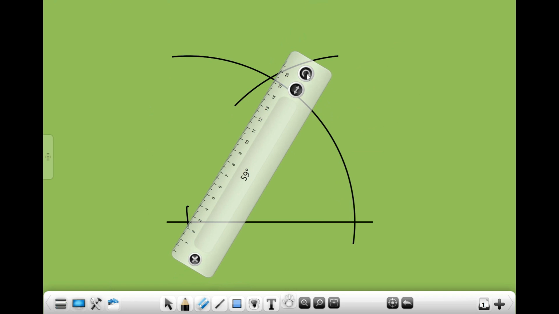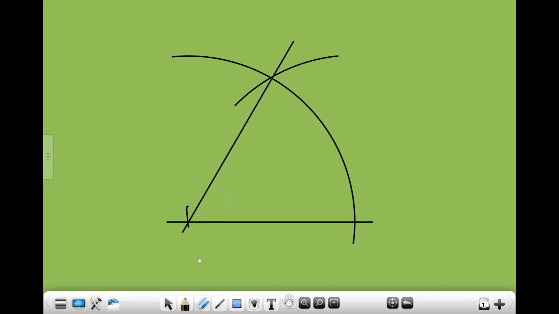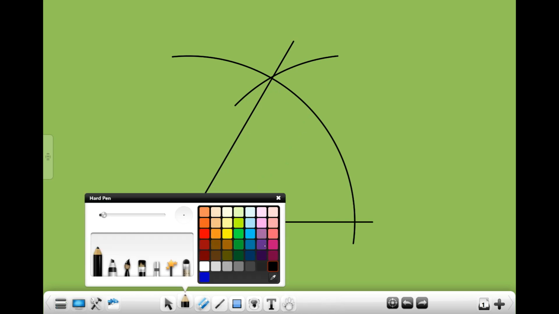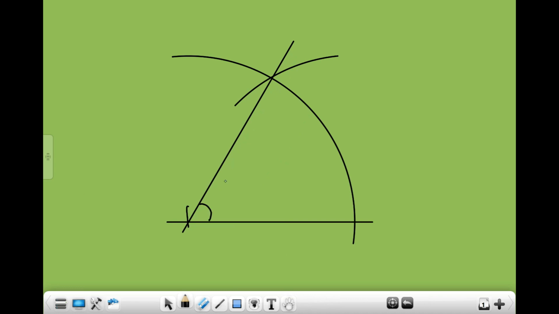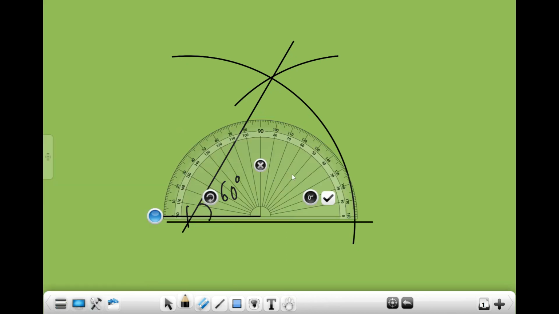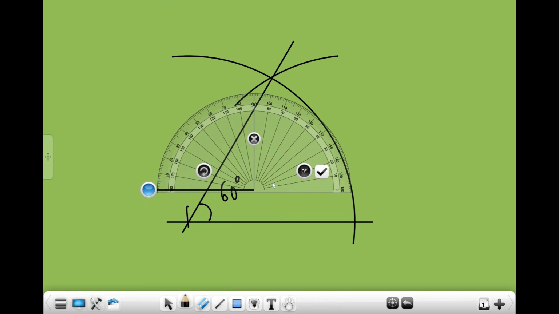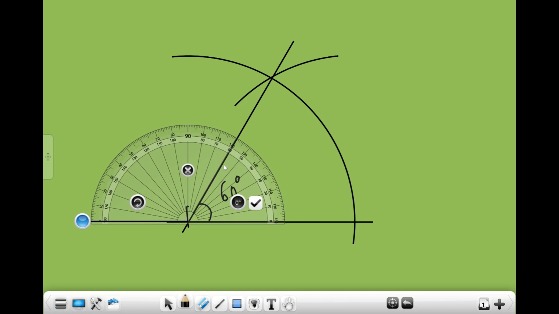Complete. Lastly, make sure you label your angle. Oops, sorry. Make sure you label your angle 60 degree. Okay, and again, double confirm whether you construct it correctly. Take out your protractor. Put the center of the protractor to the center of your angle here. Make sure your base is correct. Your baseline must be on top of the line that you have.